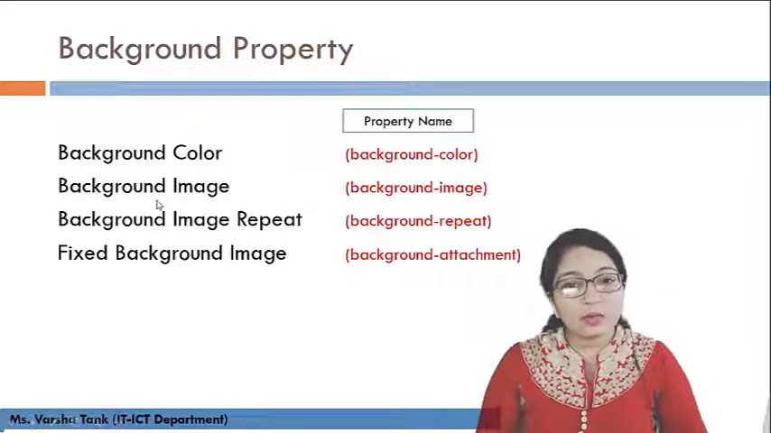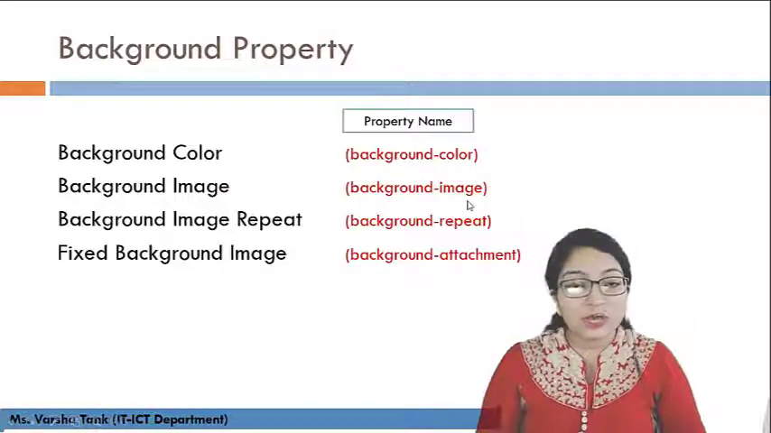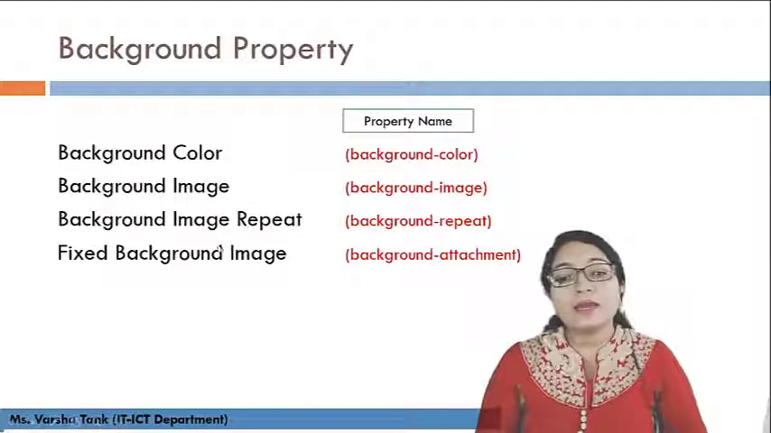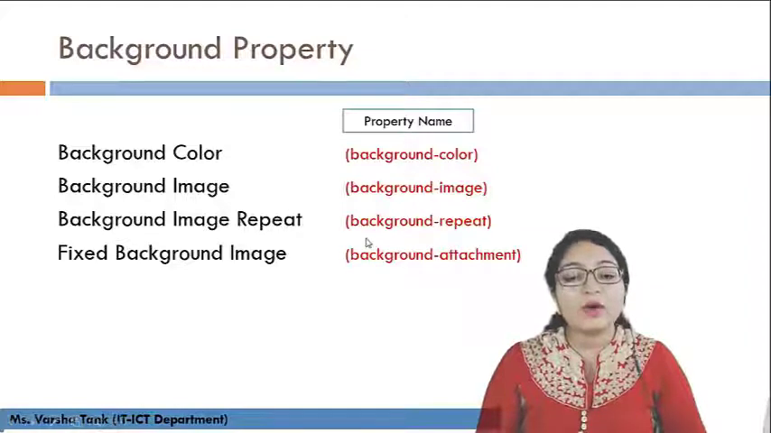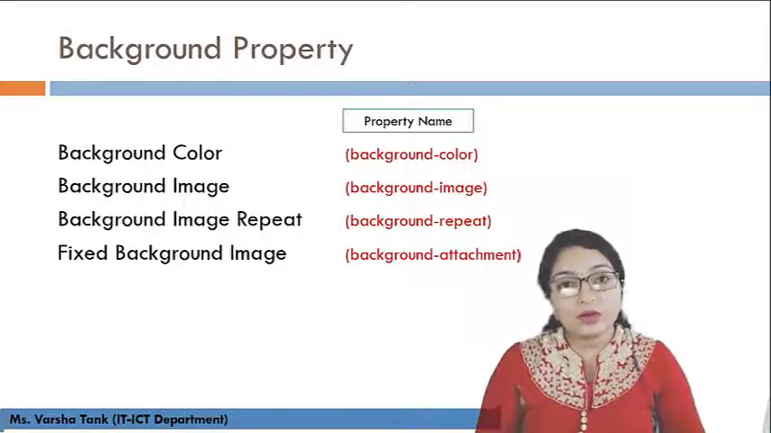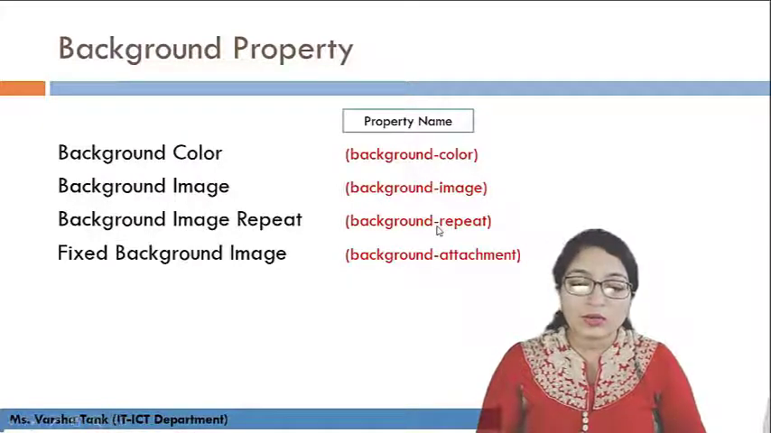The next one is the background image. If you want to display any image as a background, you have to use the property name background-image. In this you have to specify the image URL, so that image will be displayed as a background of your document. Then the next one is the background image repeat. If you want the background image to repeat, you have to use background-repeat. Suppose you want to repeat it horizontally, or vertically, and if you don't want to repeat it, then no-repeat will be there. So you can repeat the image according to your requirement, whether vertically or horizontally.